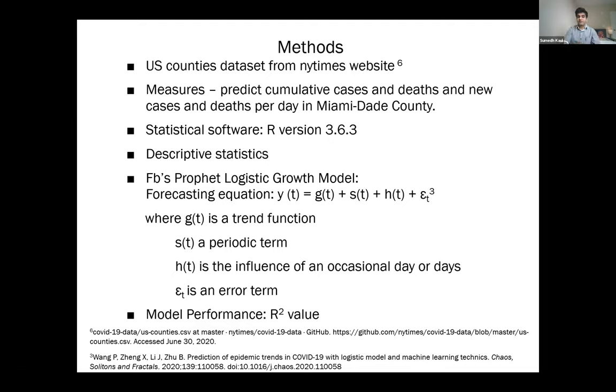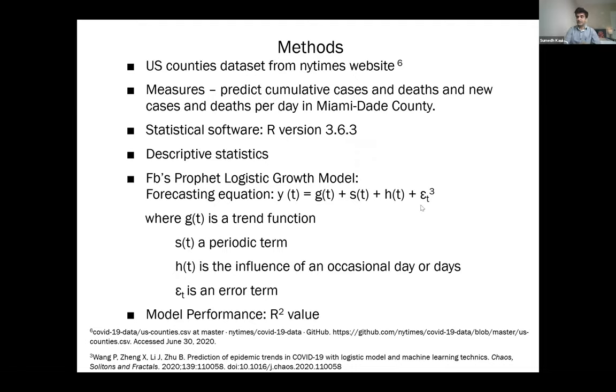So in Prophet, the prediction model consists of these terms, that is y(t), where g(t) is a trend function, which is used to analyze non-periodic changes of the time series. And s(t) is a periodic term reflecting the periodic change, such as the periodicity of a week or a year. And h(t) is the influence of an occasional day or days, such as a holiday. So on holidays, we usually see fewer cases in comparison to the other days. So it takes into account the holiday effect as well.